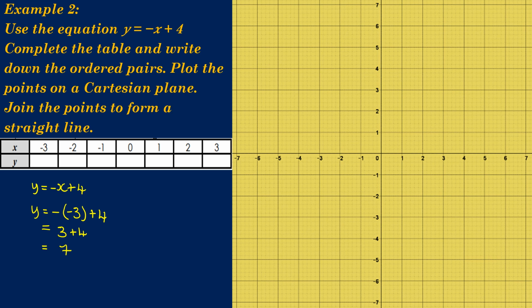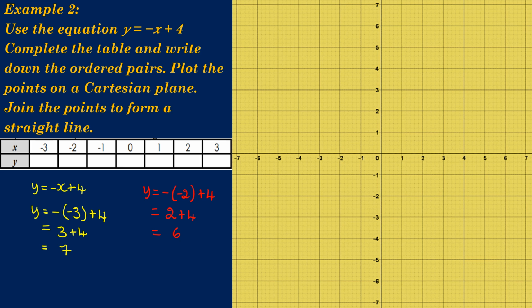Then the next one. I'm not going to do all of them. I'm just going to do the next one, and you will continue with the others. I'm just going to substitute here. We've got the negative sign from the equation, then we substitute -2. Then we add 4. As we know, the signs multiply out to give us positive, so that is +2 plus 4, and that sums up to 6. So you can pause the video and continue filling up the table.